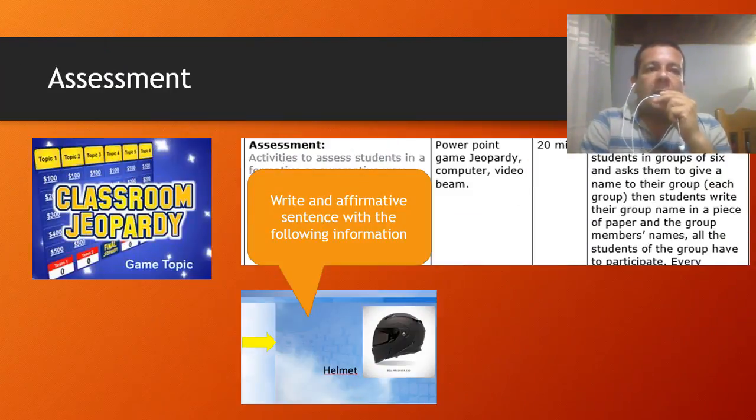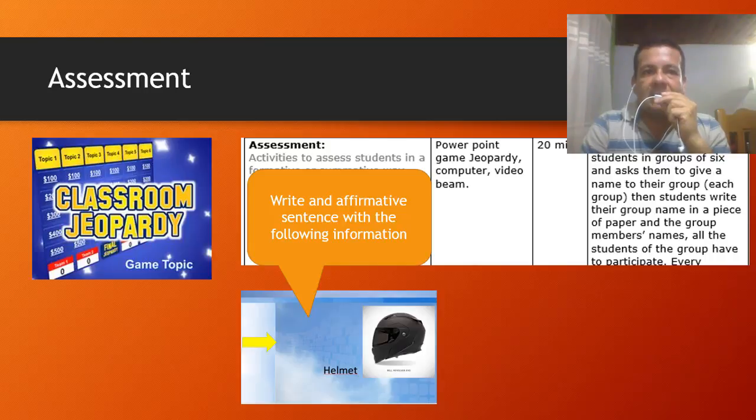Also, we have the assessments. The resources are video beam, computer, and a game prepared by the teacher, Jeopardy! First, the teacher organizes the students in groups of 6 and asks them to keep a group name. Then, students write the group name and the group members. All the students in the group have to participate.